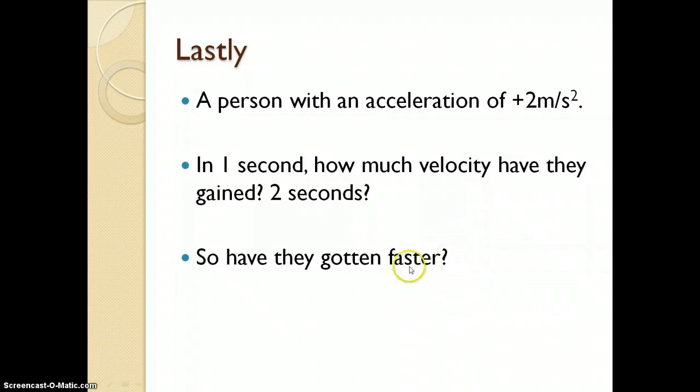The only way you could say they're going faster is if you somehow knew that either they started at rest or that they were already moving in the positive direction. If you don't know that, the statement cannot be made.